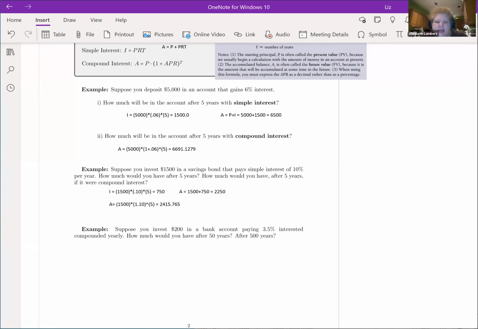So we have 200 in the bank account, paying 3.5% interest compounded yearly. All right. So it's compound interest, so I don't even have to calculate the simple interest formula. That one's boring. All right, so we start with our initial investment of 200 times 1 plus 0.035. Still move it 2 places. And then we're going to raise that to 50 years. That's a lot.